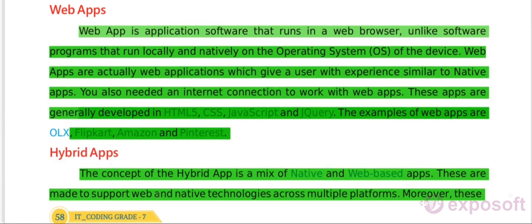Web apps. A web app is an application software that runs in a web browser, unlike software programs that run locally and natively on the operating system of the device. Examples of web apps are OLX, Flipkart, Amazon, and Pinterest.